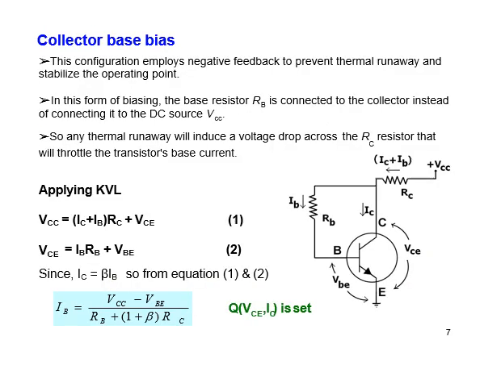Now another configuration is the collector to base bias circuit. In this configuration, different voltages are applied on the base side as well as on the collector side. Here you can see that the base resistance RB is connected to the collector terminal, while in the case of fixed bias circuit, this base terminal is connected with the VCC directly. So here we are providing a negative feedback on the base side, so that this will cause a reduction in the current gain but provide stability to the transistor.